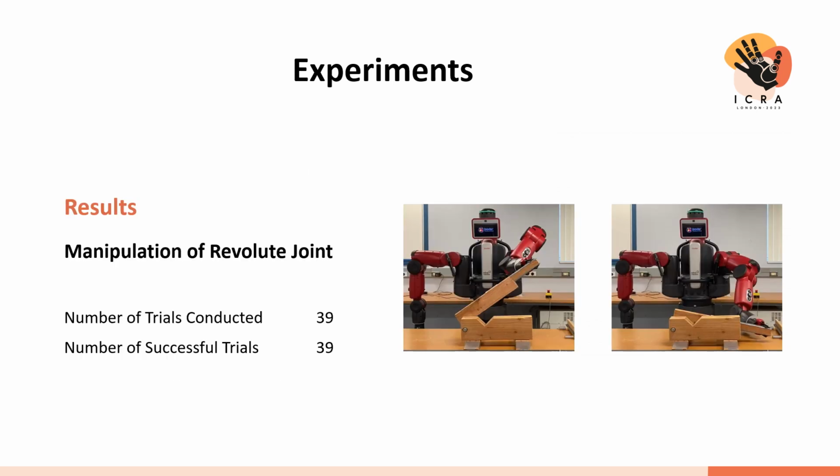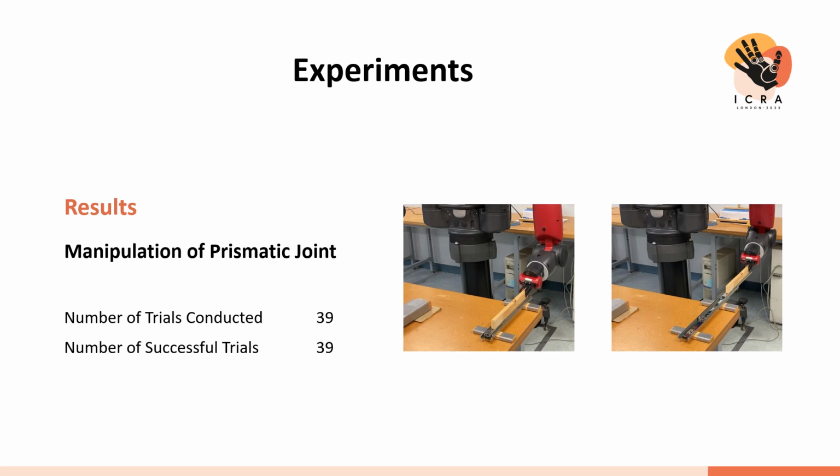For manipulating an object constrained by a revolute joint, we conducted a total of 39 trials by varying the pose with which the robot grasps the wooden block. For this task, all 39 trials were successful. We observed that from just a single demonstration, the robot was able to perform both opening and closing of the wooden block robustly, irrespective of how it grasps the wooden block. Also, by changing the magnitude of the screw motion, we were able to perform both opening and closing of the wooden block. Similar results apply to the manipulation of a prismatic joint task.